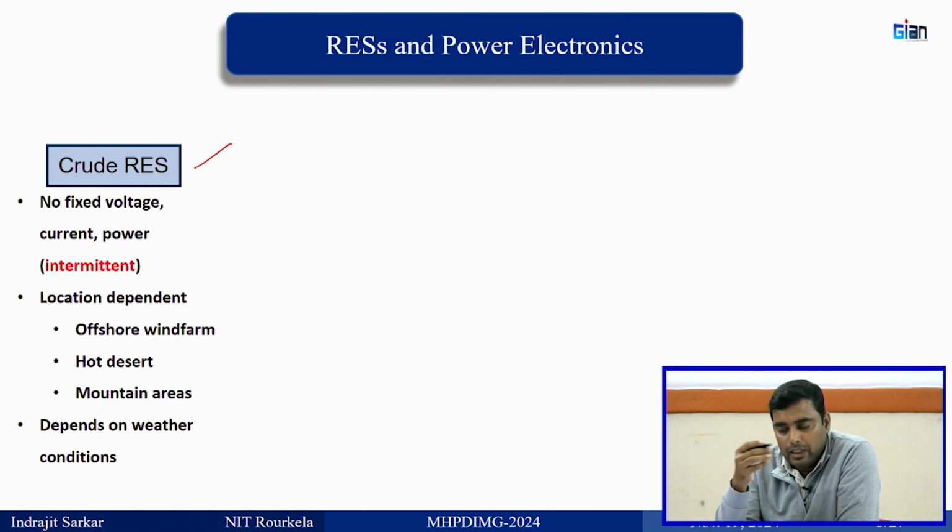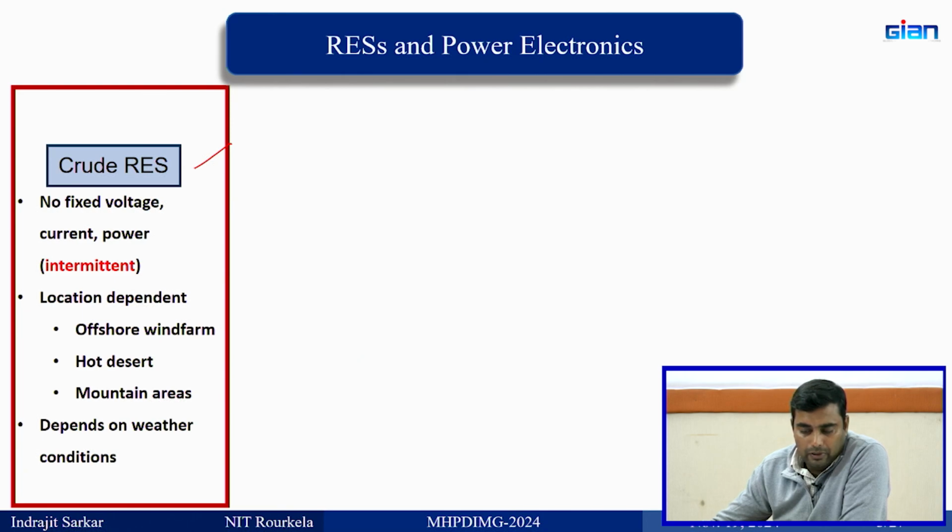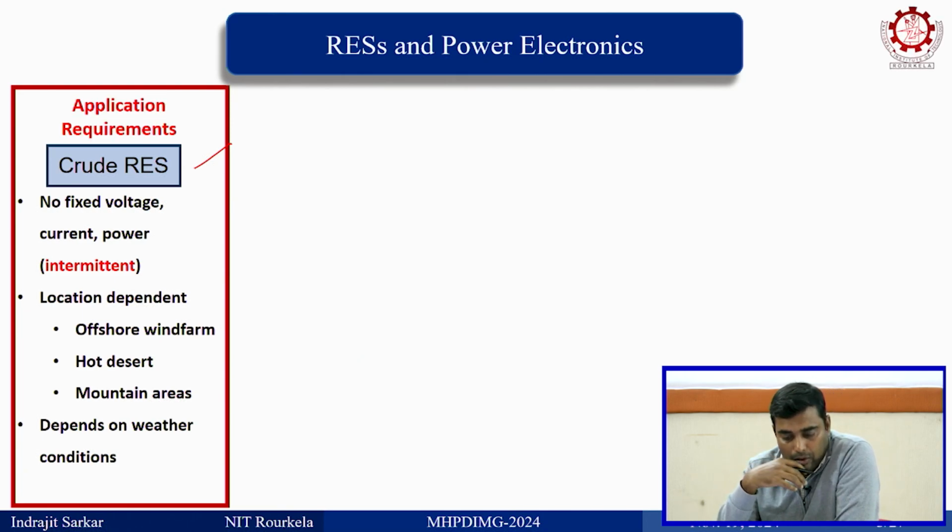If it is wind, offshore wind farms are very popular. When it is solar, then in deserts it is very popular because plenty of space is available, and there you can install megawatt-level solar plants. In mountain areas also we install renewable energy sources, because it is not always feasible for the conventional grid to reach that area. Also, these are very much dependent on weather conditions. So, the renewable energy that we are getting is crude in that sense.